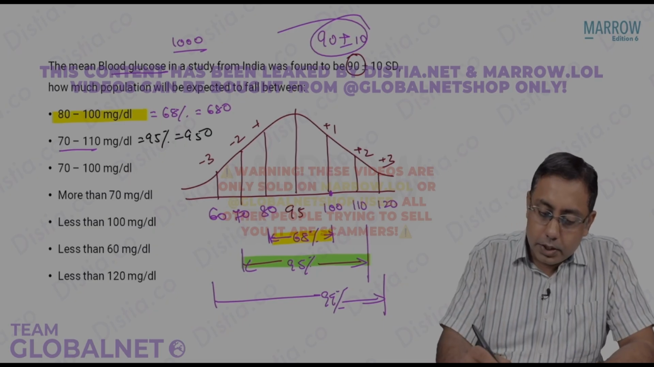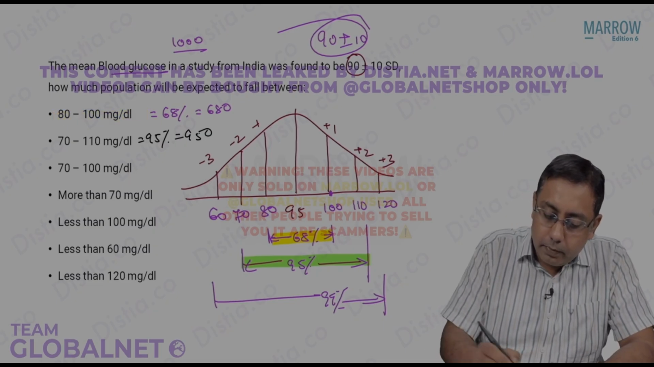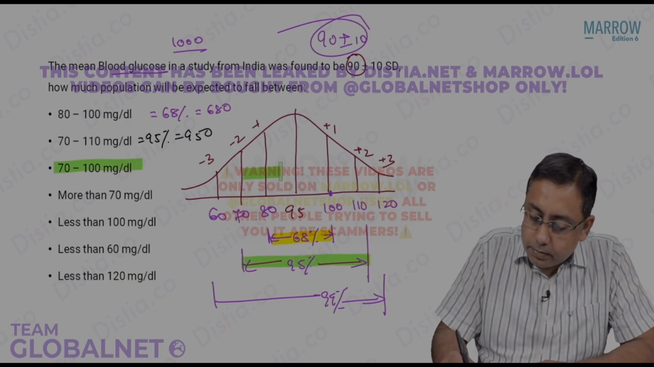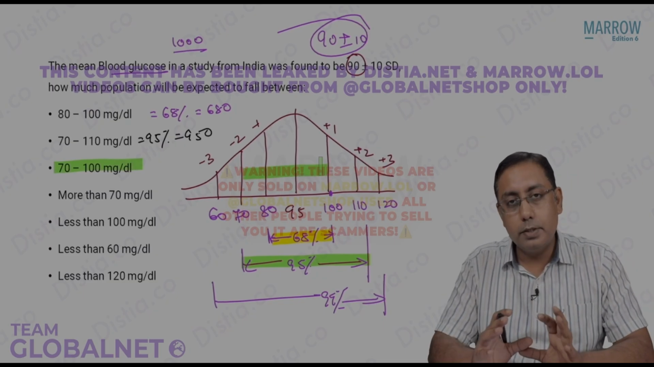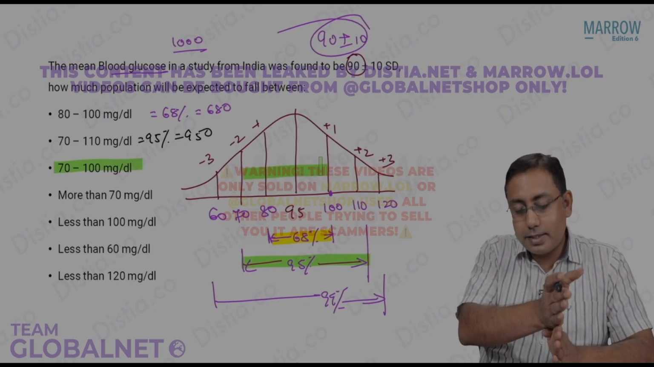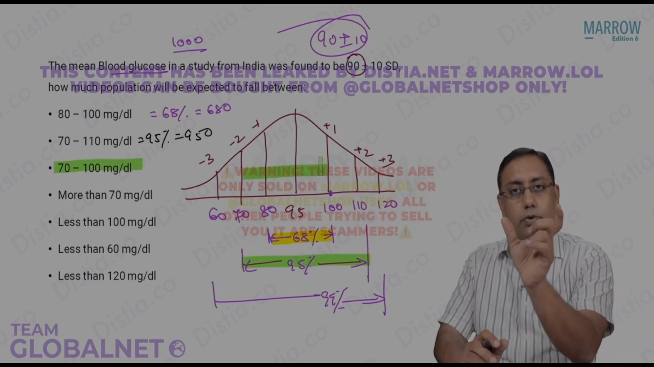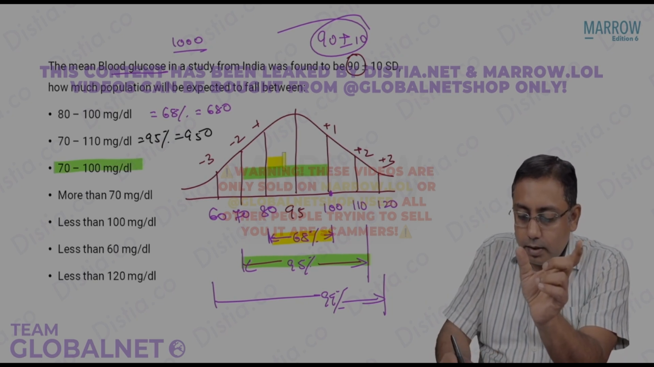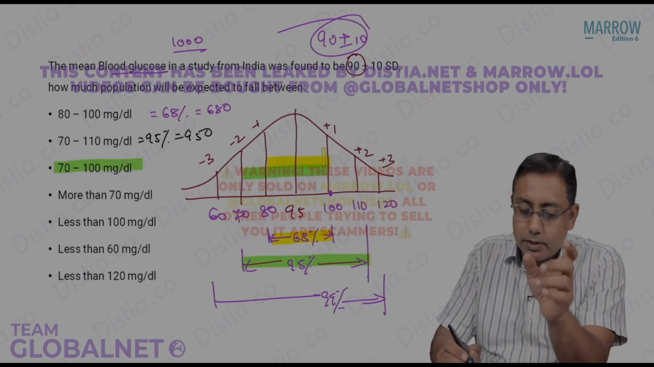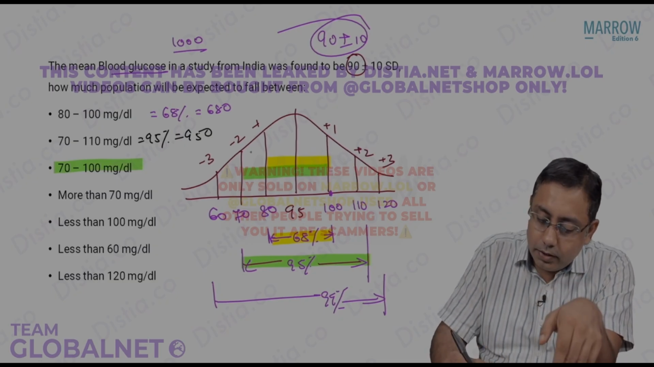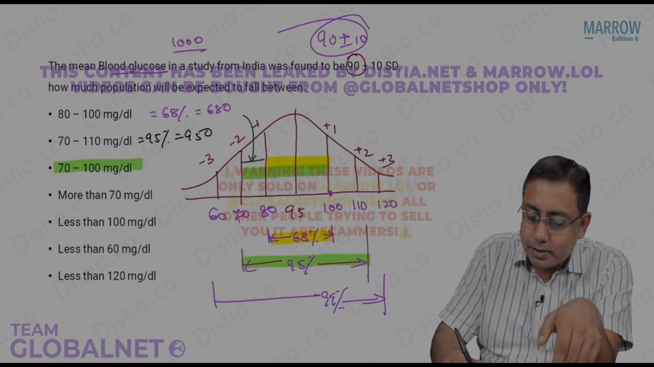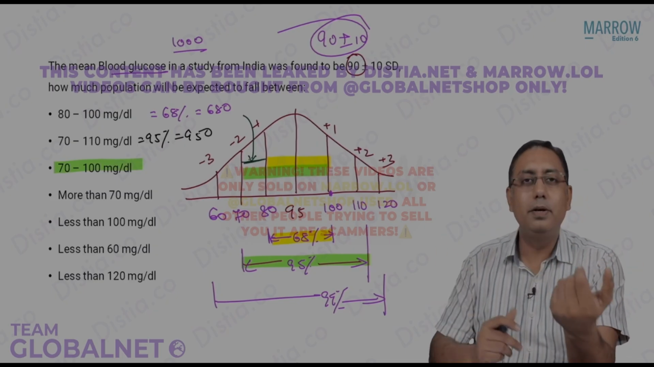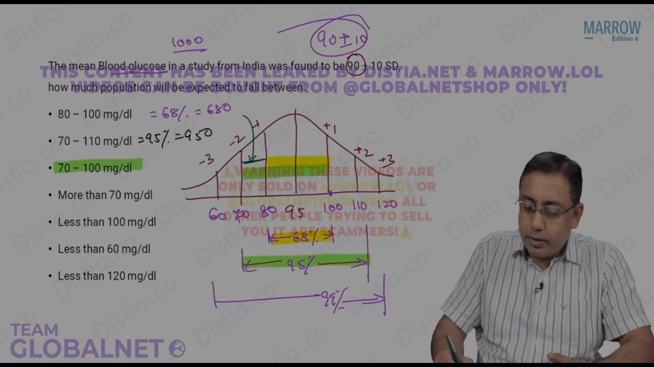Next MCQ. How much population is going to lie between 70 and 100? So that's a kind of tricky MCQ. How much population is between 70 and 100? You know that between 80 and 100 is how much? That is 68%. So technically this question is asking you how much population lies within this much only. If you know that, then you can add. So very simple to calculate, no brainer in this.